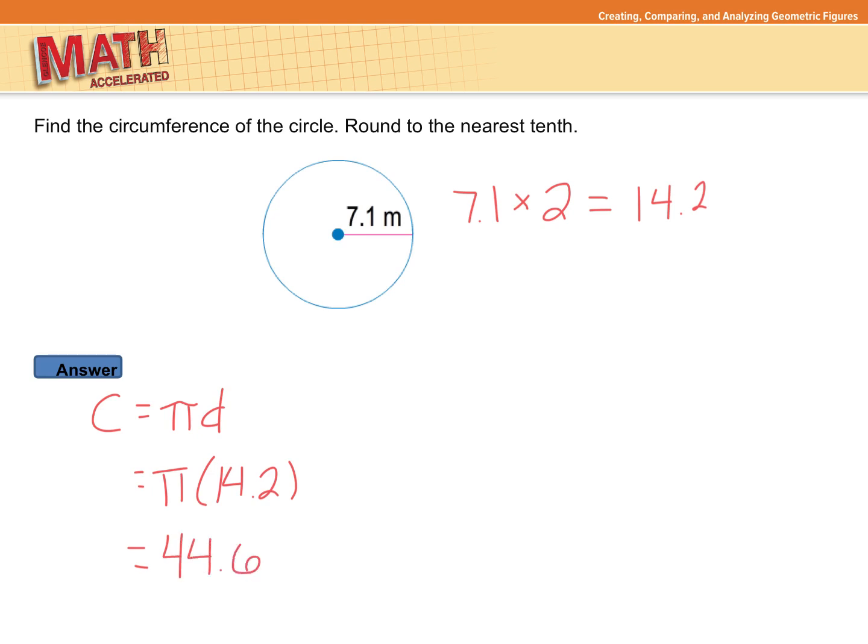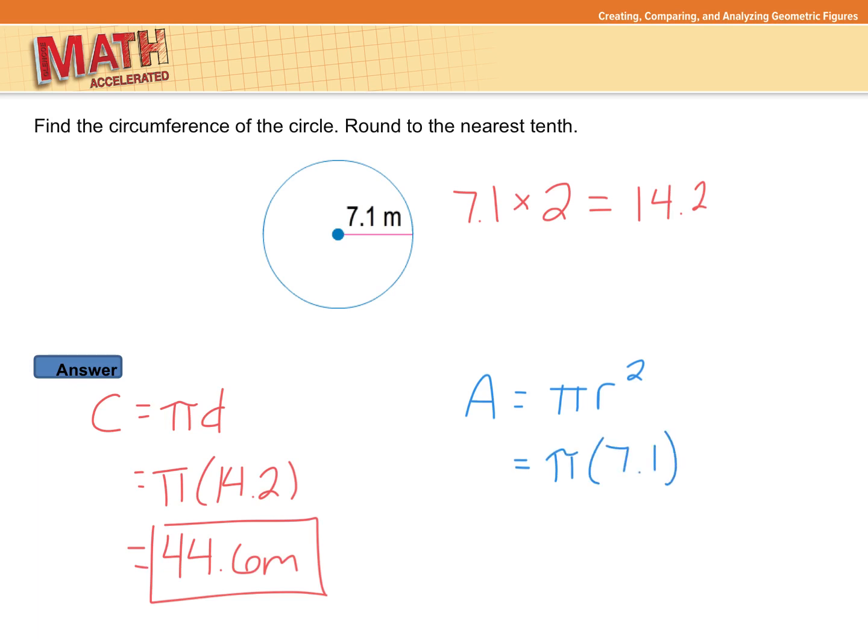44.6, and then we label it meters. Is that the circumference or the area? That is the circumference. What is our area formula? Area equals pi r squared. So this time we want the radius. What's the radius? 7.1. Don't forget to square it.